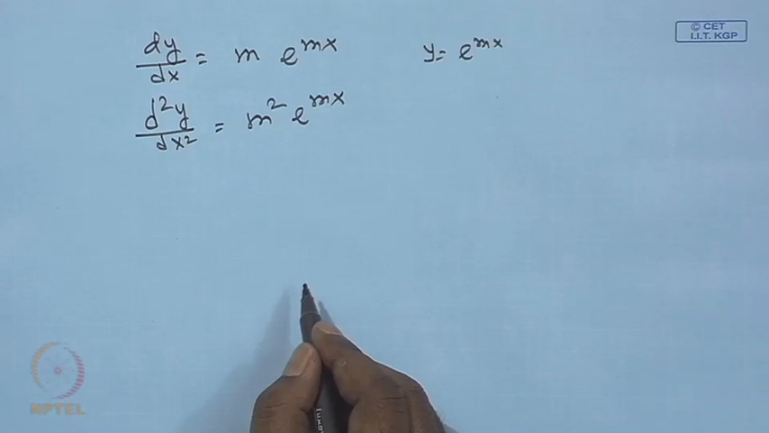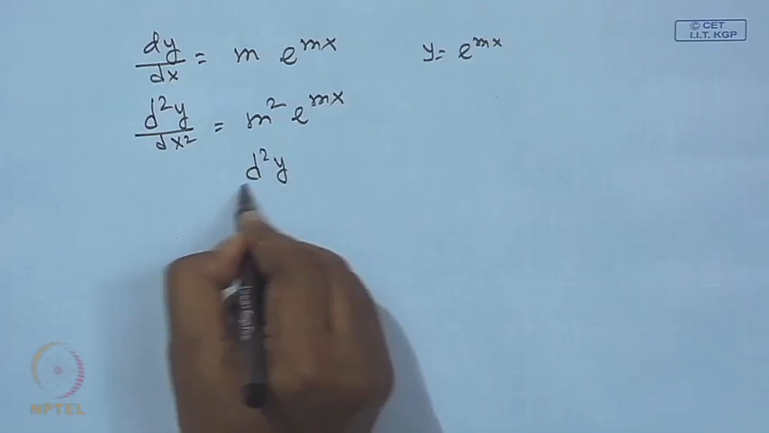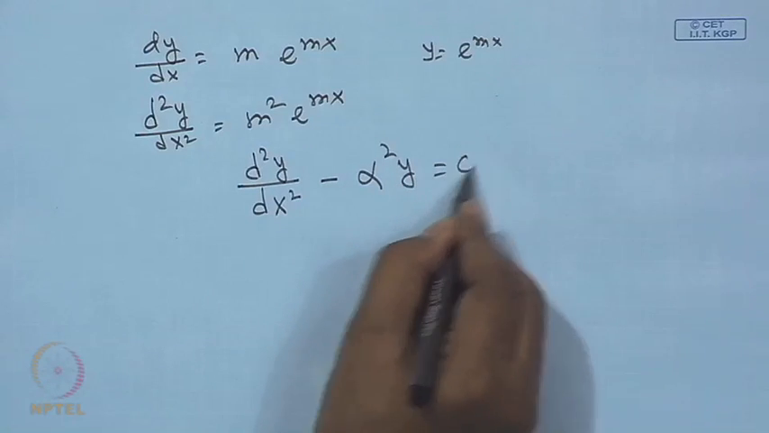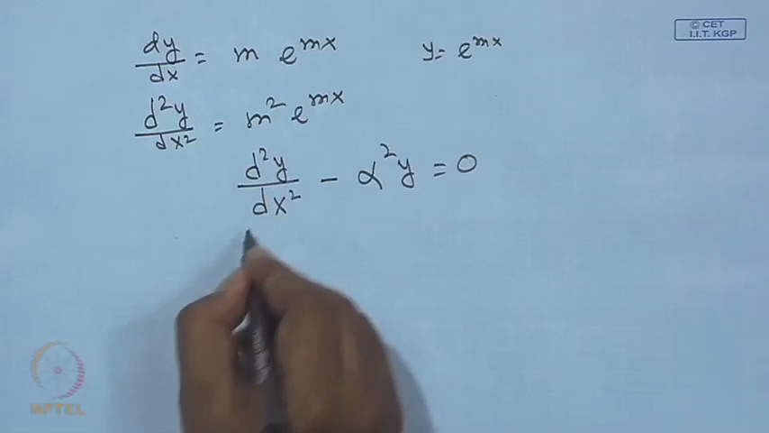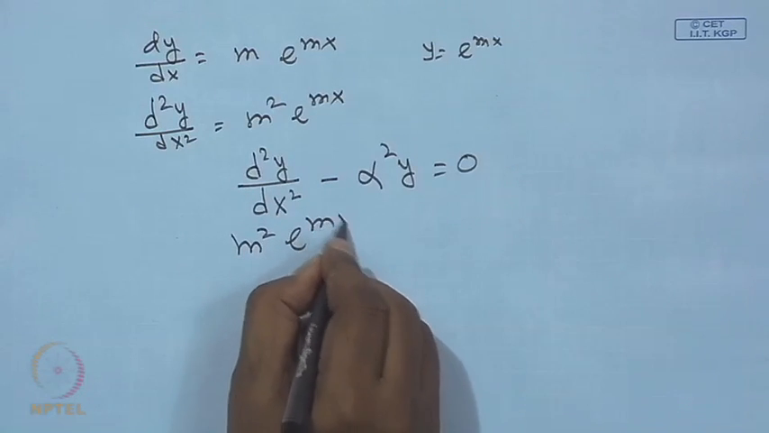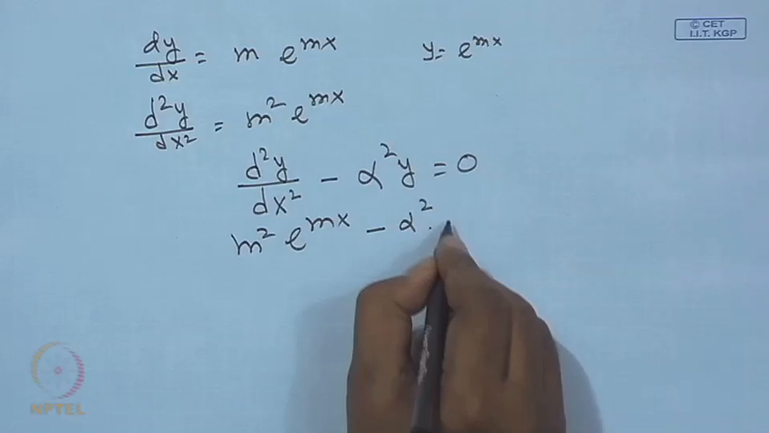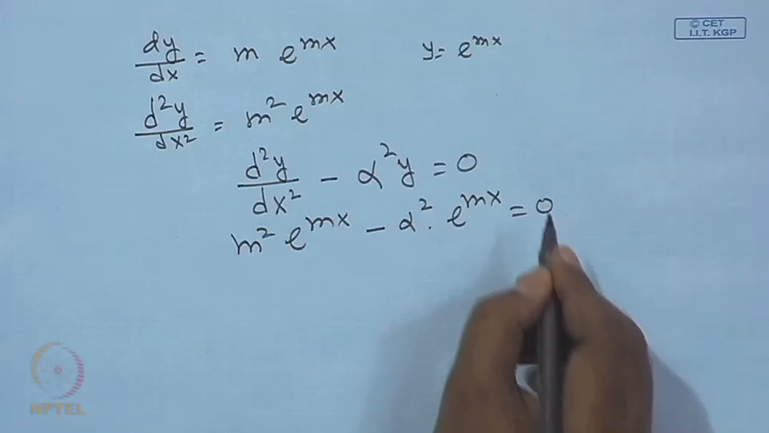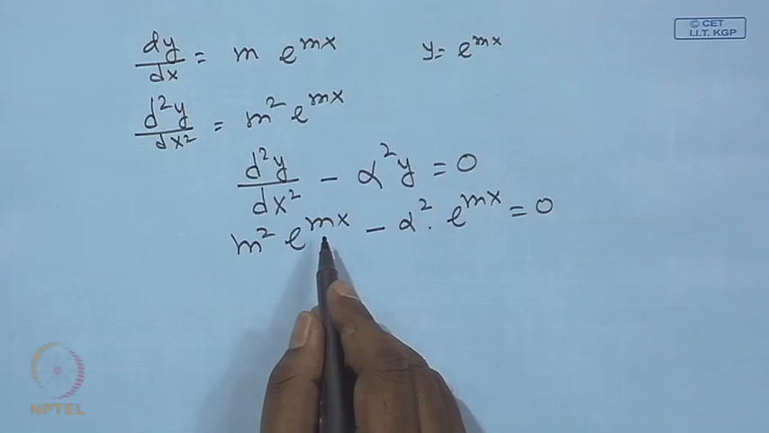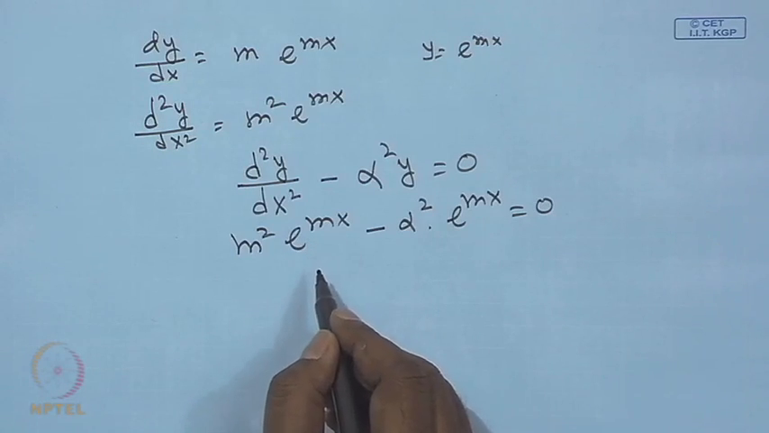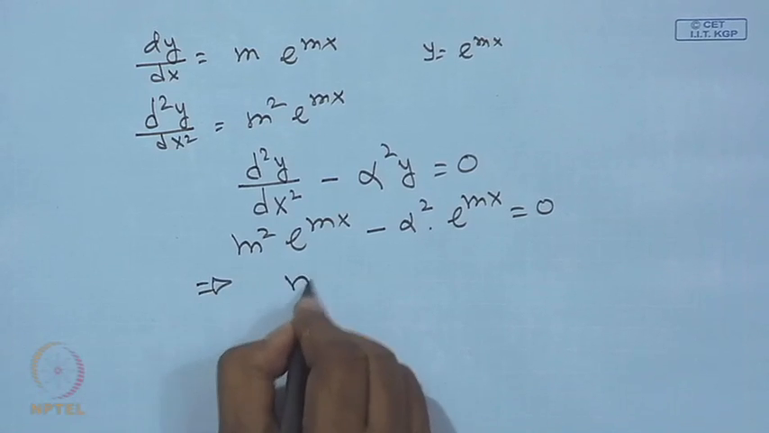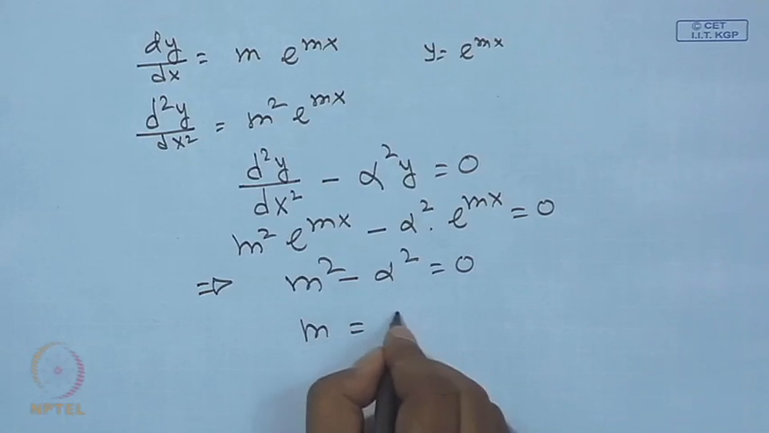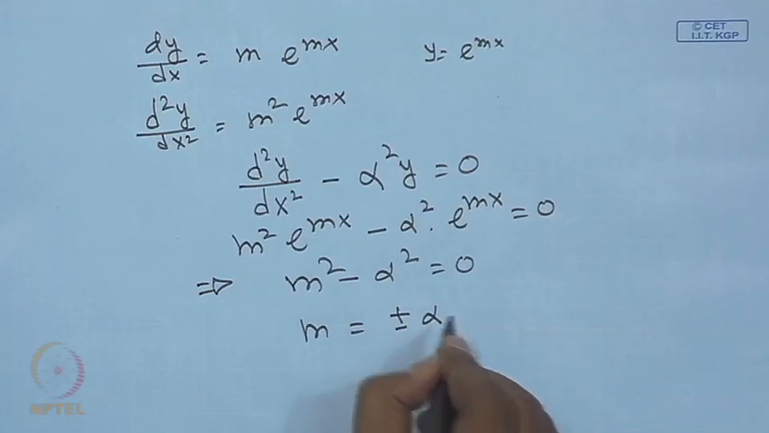Now, we put all these values in the differential equation. The differential equation is d square y dx square minus alpha square y is equal to 0. If we put this here, m square e to the power m x minus alpha square times y, which is e to the power m x, is equal to 0. Now, e to the power m x is never 0, it is always positive. So, m square minus alpha square is equal to 0, and m will have the solution plus or minus alpha.